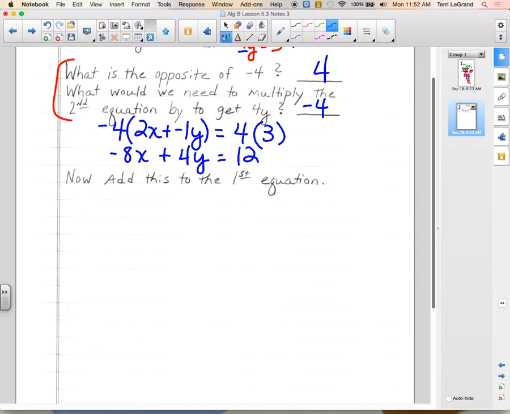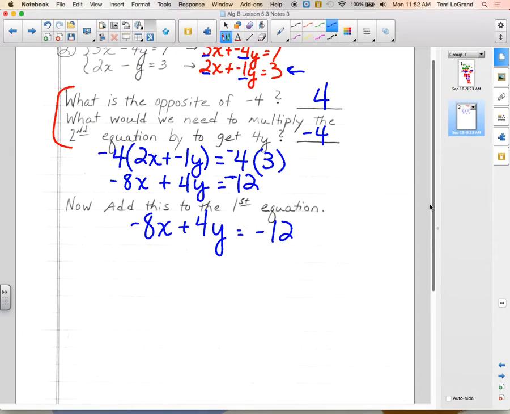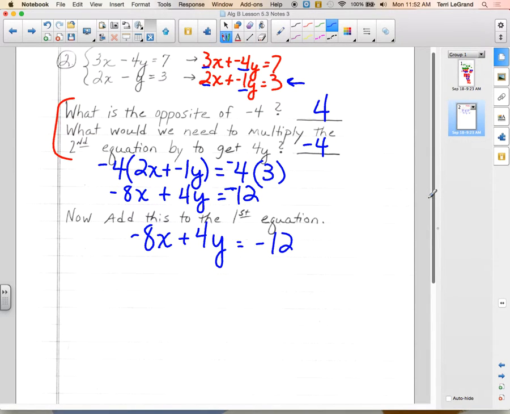Yes, Isaac. Here, you forgot to read that negative 12. Thank you. What is the opposite of, so we're multiplying by negative 4, aren't we? Yes. So this should be a negative 12 here now. Good catch for me. Thank you, Isaac. Okay, so now this equation will get added to the first equation, which after we changed it to add the opposite is 3x plus negative 4y equals 7.